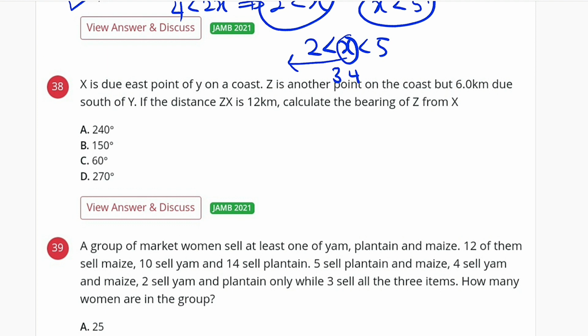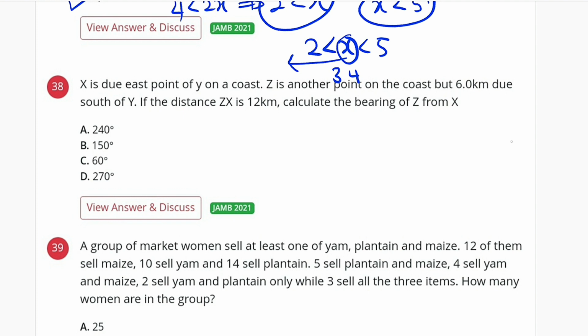Question number 38. It reads, x is due east of y on a coast. Z is another point on the coast, but 6 kilometers due south of y. If the distance zx is 12 kilometers, we are asked to calculate the bearing of z from x. So let's break the question down.